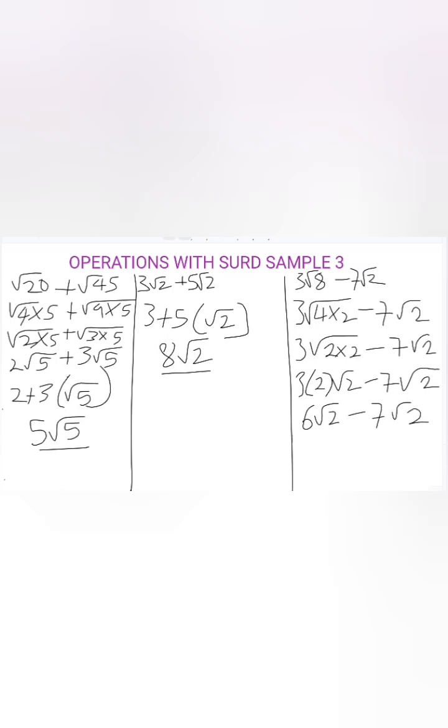Remember, we said whenever we have root 2 here and root 2 here, we could add the numbers at the front of the radicals or square roots. So we'd say 6 minus 7, open bracket, just pick one root 2, close bracket. 6 minus 7 will give us minus 1, and our final answer is minus 1 root 2. This is our final answer.